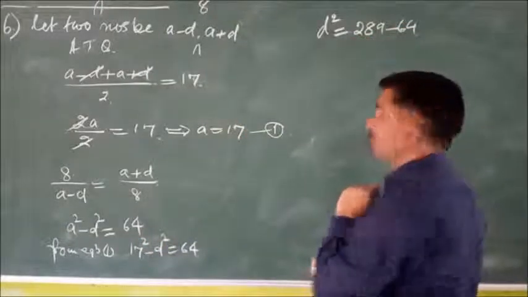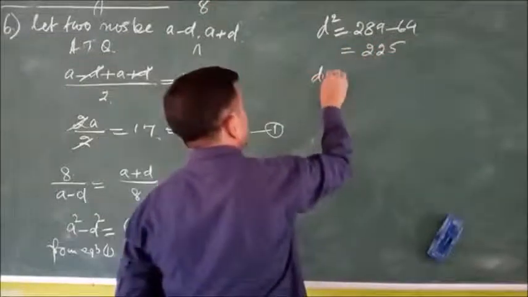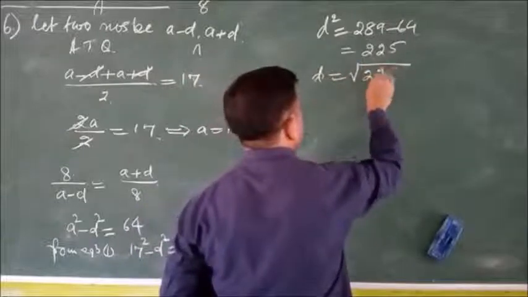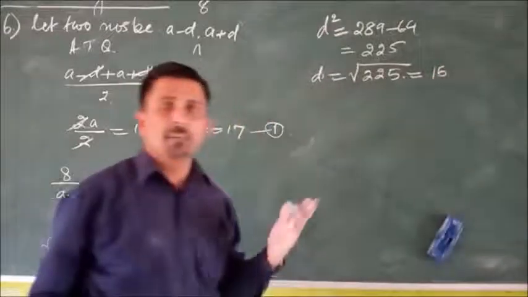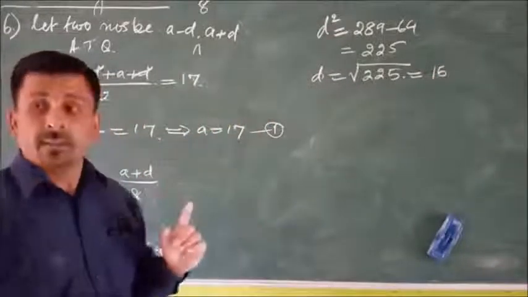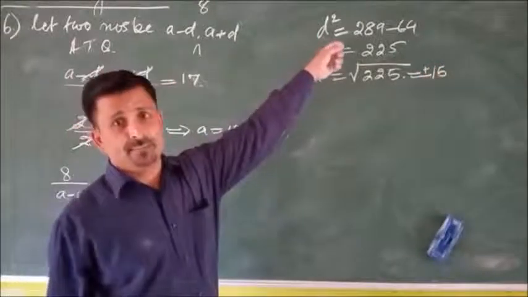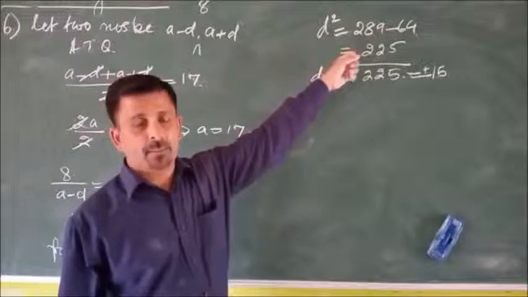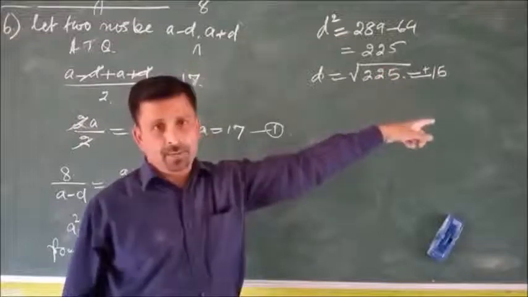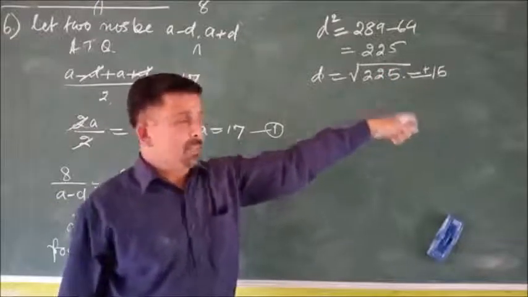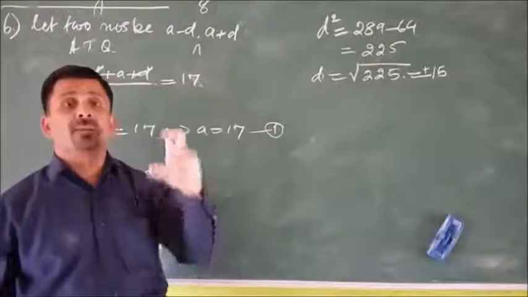Have I understood? This will be equal to 225, and therefore D will be equal to the square root of 225, and the square root of 225 is 15. Everything is done now. But this is plus minus. Why? Because it is quadratic, the power is 2. So the answer will come as plus minus 15. Here we got only one value of A, but there you got two values of D, and that is why you will get two sets of answers.